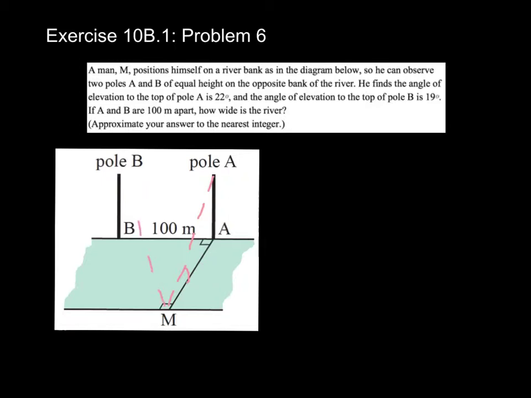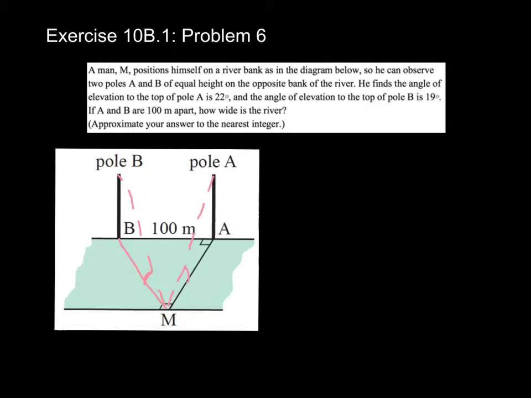And we have line of sight from M to the top of B. And I can draw a line from M to B. And then I have that angle of elevation, which is 19. So I have 2 right triangles there.